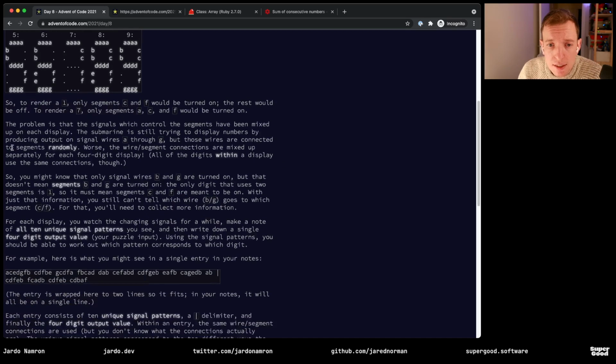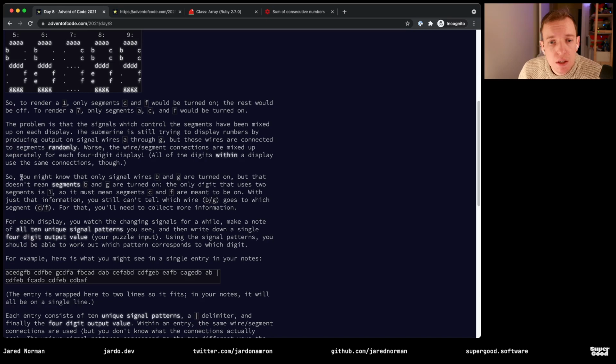Yes, I understand. The problem is that the signals which control the segments have been mixed up on each display. The submarine is still trying to display numbers by producing output on signal wires A through G, but those wires are connected to segments randomly. Worse, the wire segment connections are mixed up separately for each 4-digit display. All the digits within a display use the same connections though.